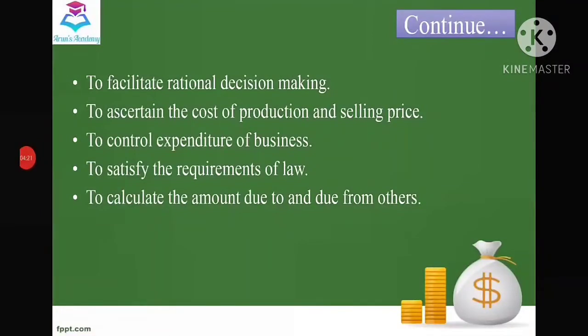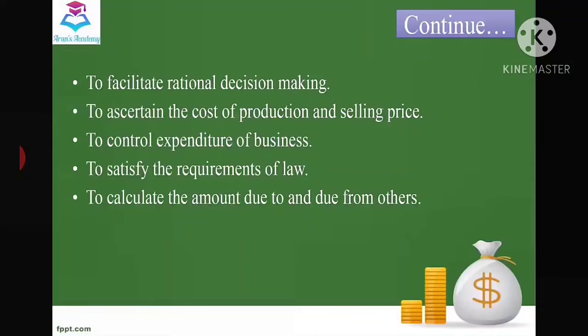Another objective is to satisfy the requirement of law. It helps to satisfy the requirement of law by maintaining proper accounting activities in accordance with the laws governing their operations, such as the Companies Act and Public Trust Act, etc. And also it helps to maintain proper books of accounts.